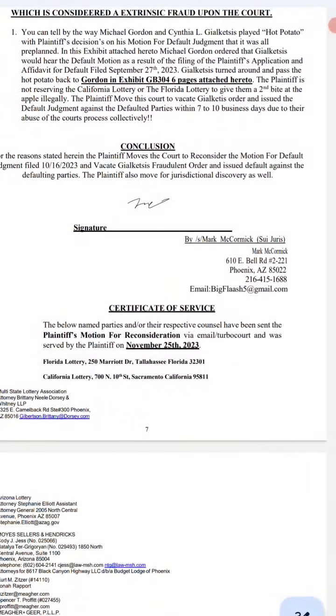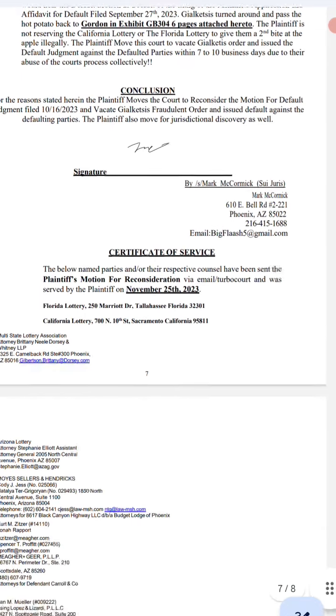The plaintiff is not reserving the California Lottery or the Florida Lottery to give them a second bite at the apple illegally. The plaintiff moved this court to vacate Gialketsis' order and issue the default judgment against the defaulted parties within 7 to 10 business days due to their abuse of the court's process collectively.